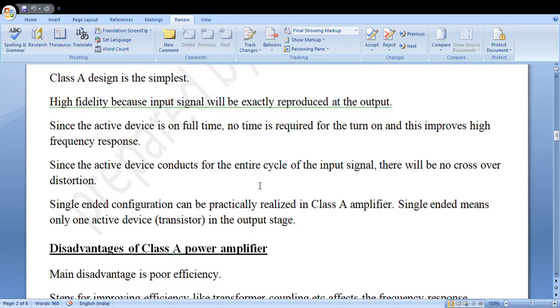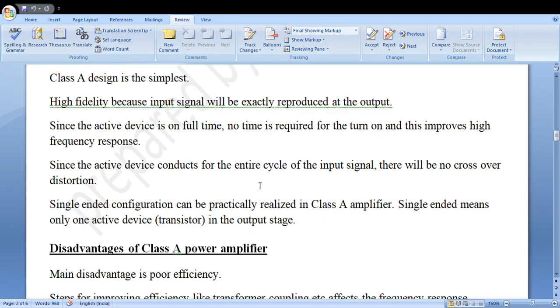Also, there is the least amount of distortion in a Class A amplifier. Why? Because we get an exact replica in the output of the input. That means the device conducts for the full duration of the input cycle. That is why the crossover distortion is minimum in Class A amplifiers. Also, in Class A amplifiers only one active transistor is used, which means a single-ended configuration can be used.